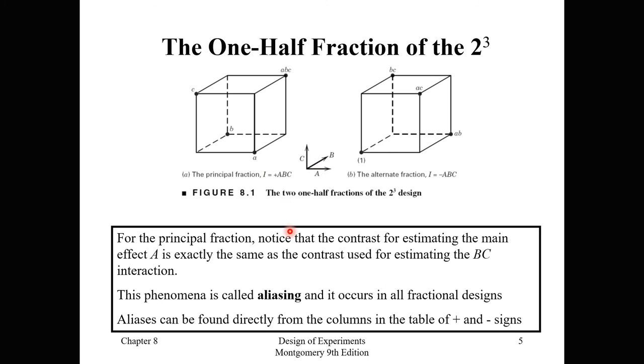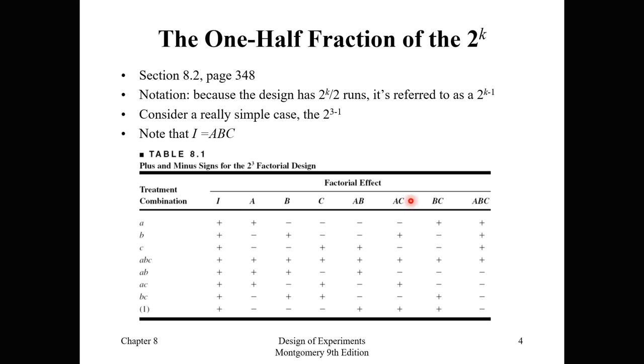The interesting thing that happens when we just run with half of the runs is that some of the elements are going to start to be repeated. Right now we would find the effect of A by adding A, ABC, AB, AC together, and then subtracting B, C, BC, and the one where all of the levels are at the low level. That's how we would find the effect of A.